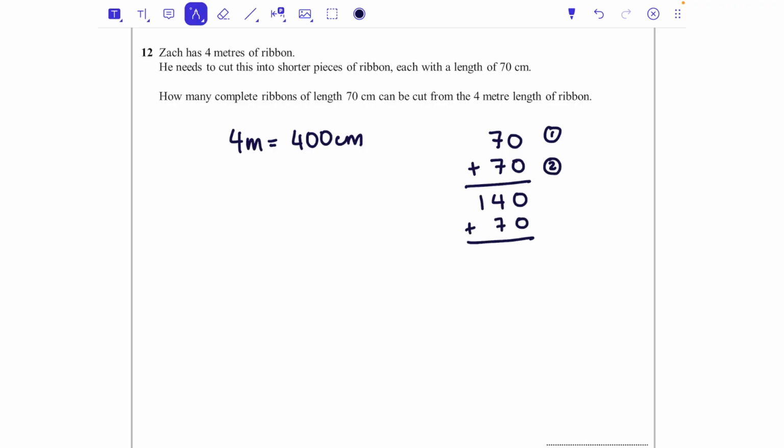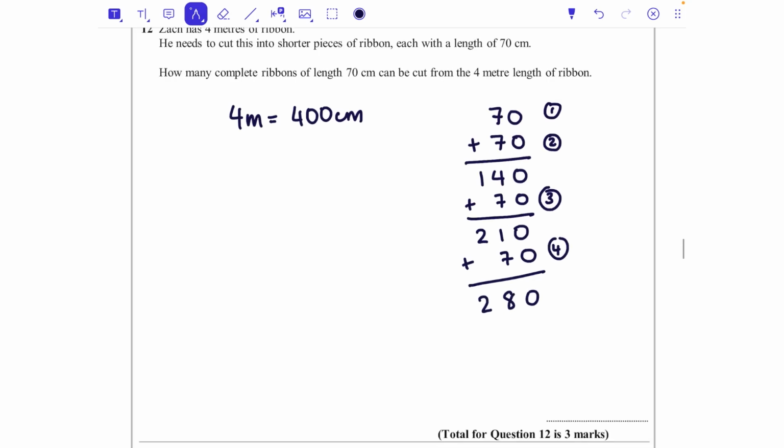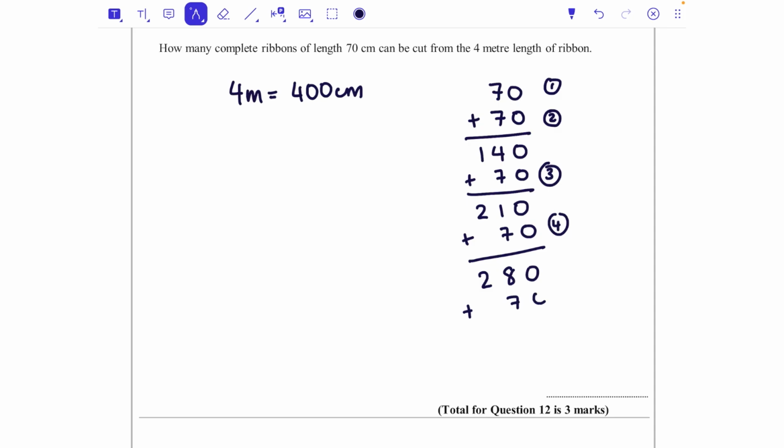If I add another 70, that takes me up to 210. So that's a 3rd length of ribbon. And then another 70, that takes me up to 280. That's a 4th ribbon. Add another 70 is 350. Great, so that's a 5th ribbon.